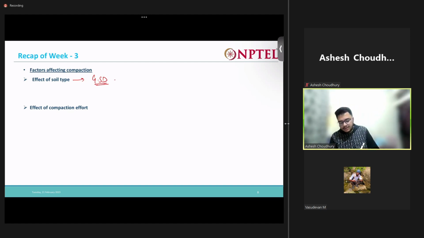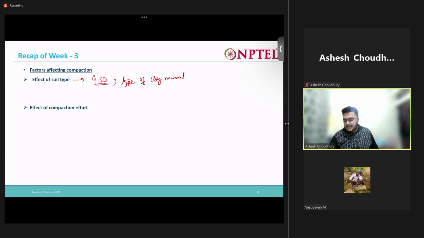Then in the case of fine-grained soil, it is the type of clay mineral present. The type of clay mineral will determine it, and also how the structure of the soil particles is. Either they're flocculated or they're dispersed. So all these things will affect the compaction.